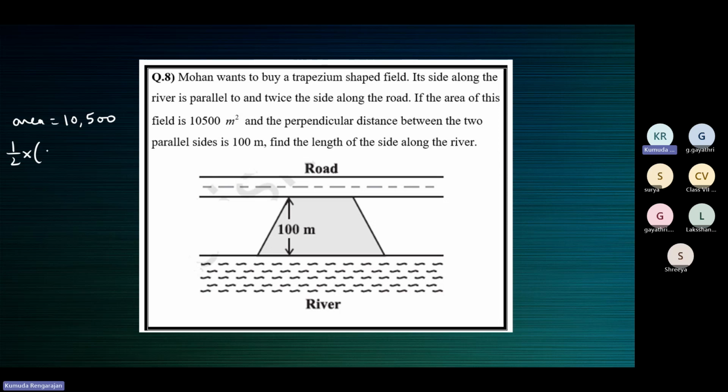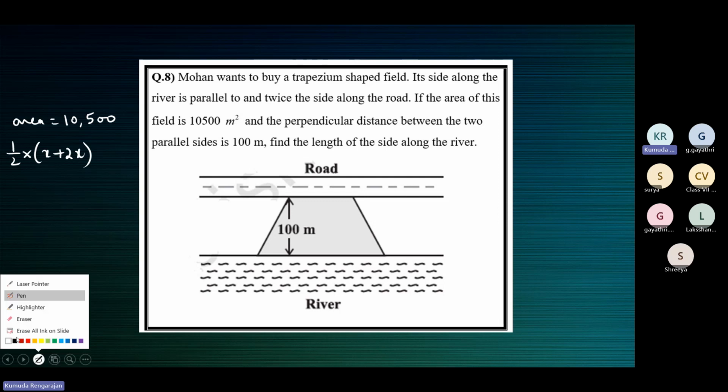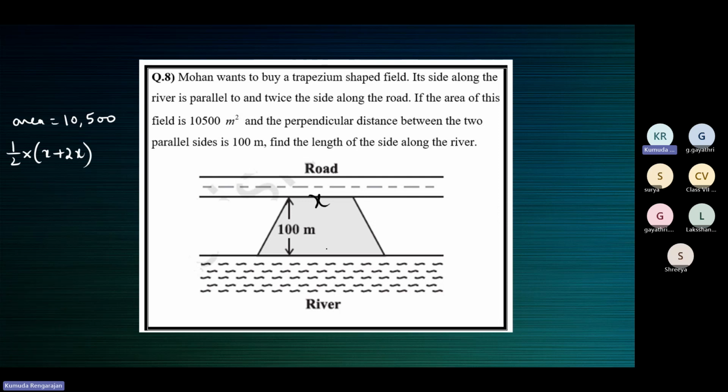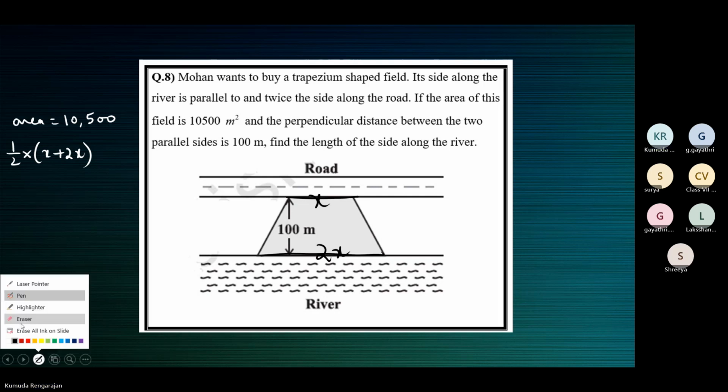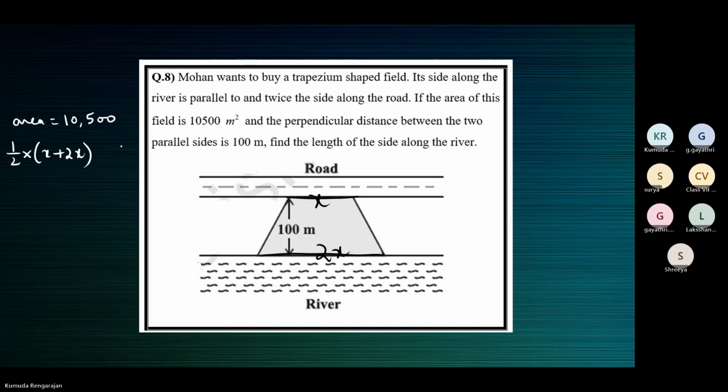Now half into sum of the parallel sides. Parallel sides we don't know, so they are x and 2x. We just understood that, right? If this is x, this is 2x, because this is double this one. What is the distance between them? 100, it's given in the question. The distance between the two sides is 100.